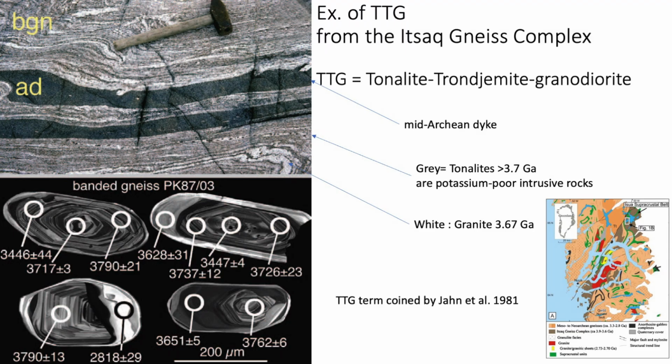Now I will expand a little more on the TTGs from a location in the southwestern side of Greenland. It's called Itsak. There's a TTG complex: tonalite, trondhjemite, granodiorite. You have here a typical example of such a TTG. The gray layer here is the tonalites, potassium-poor intrusive rocks, some kind of granitoids. And the white here is some granites.